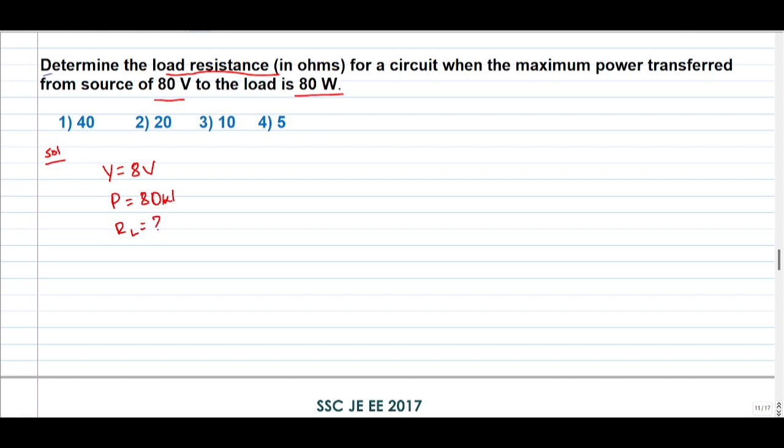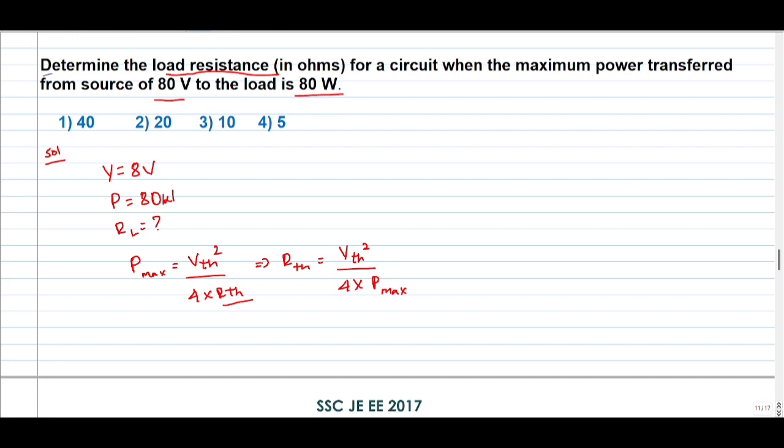Since it is a direct question, we have the direct formula for the maximum power transfer, that is P max is equal to VTH square by 4 into RTH. Okay, this is the direct formula. So here we need to find the value of RTH, which is nothing but the load resistance. So if we rearrange this formula, we will get RTH is equal to VTH square by 4 into P max.